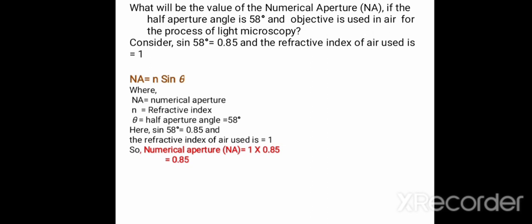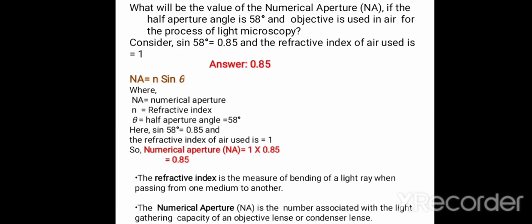To solve this question, we have to consider the formula NA is equal to n sin theta, where NA is the numerical aperture, n is the refractive index, and theta, that is the half aperture angle, here is 58 degree. Here sin 58 degree is mentioned as 0.85 and the refractive index of air used is 1. So the numerical aperture NA is equal to 1 into 0.85, that is 0.85. So the answer will be 0.85. That is, the numerical aperture will be 0.85.